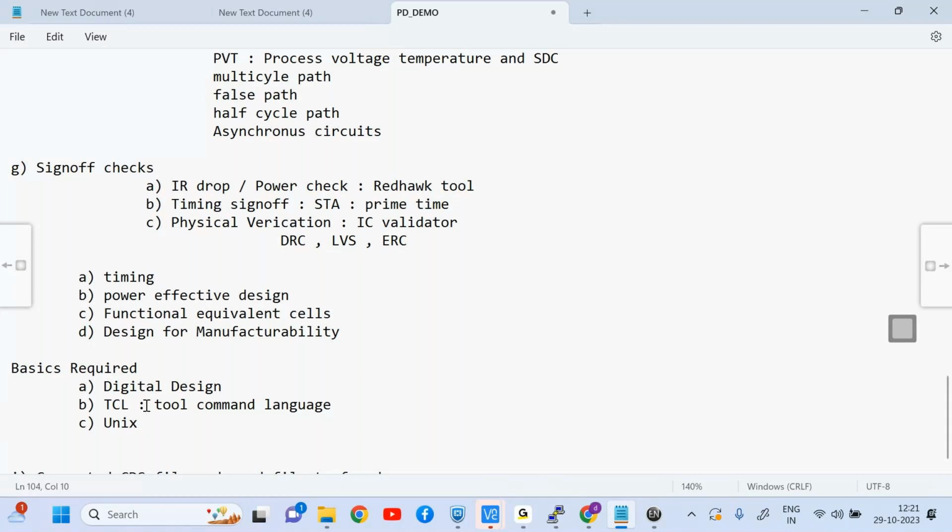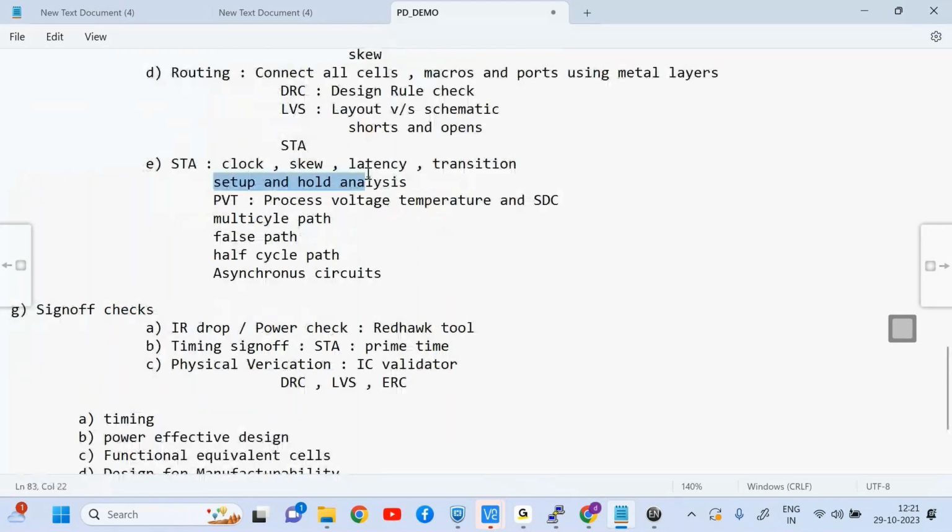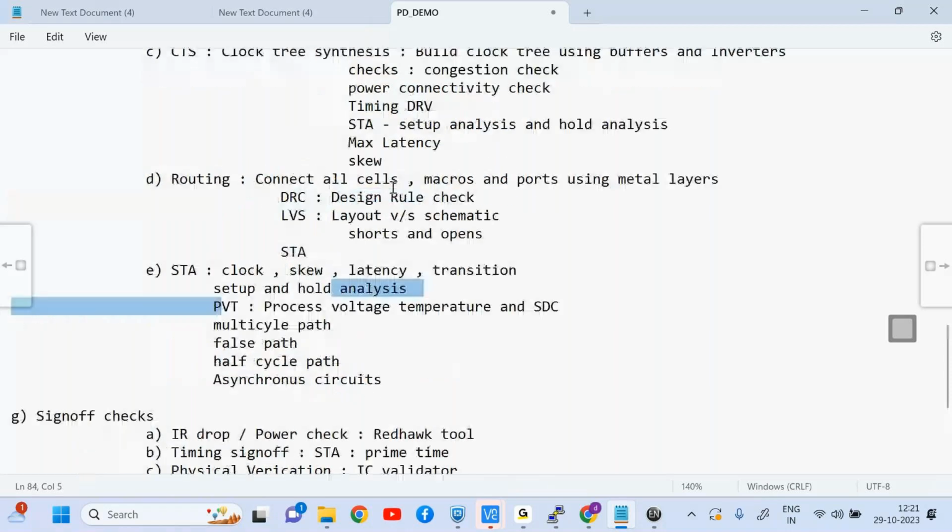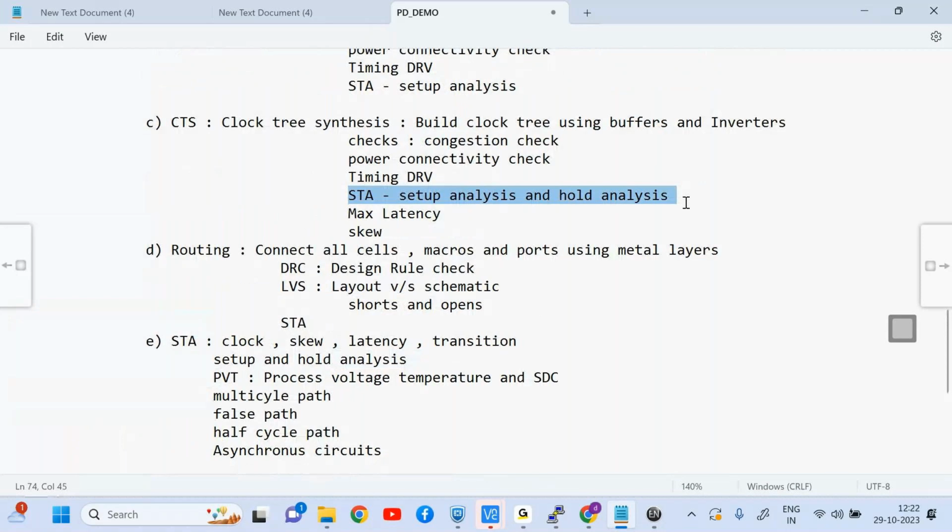Unix is required. You should know Unix, what the grep command is, what the awk command is, because we'll do many file operations in the design. In physical design, we will do many file operations. For example, if I dump STA timing reports and want to extract any information from them, I should know the grep command. I should know the awk command to get any one column. So Unix is very important.